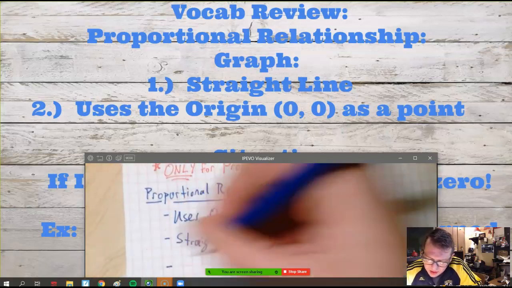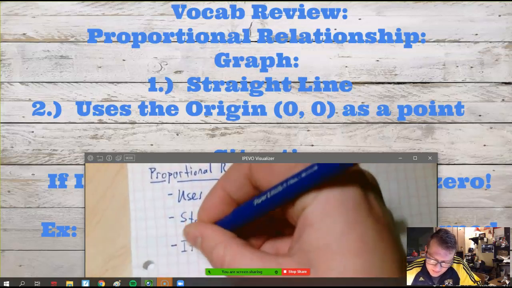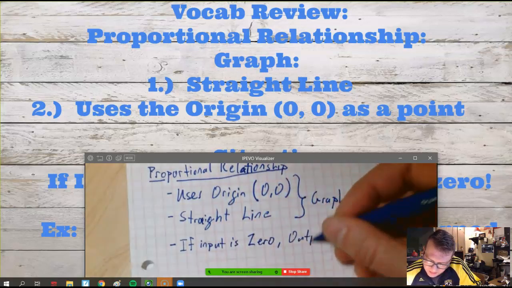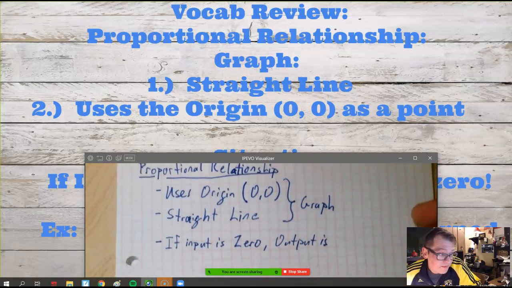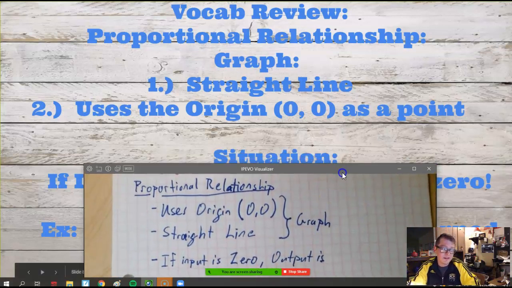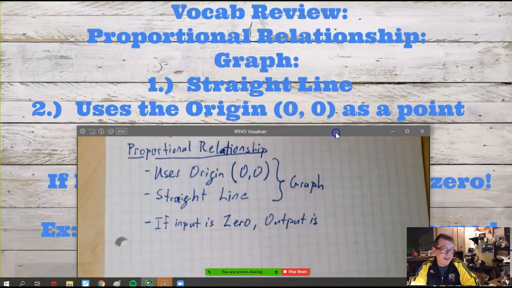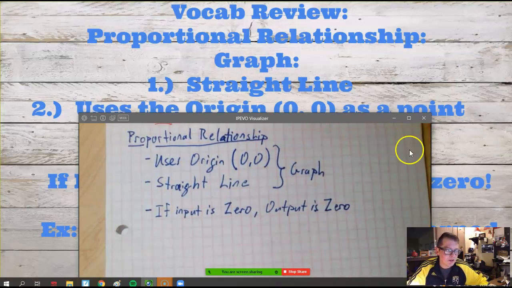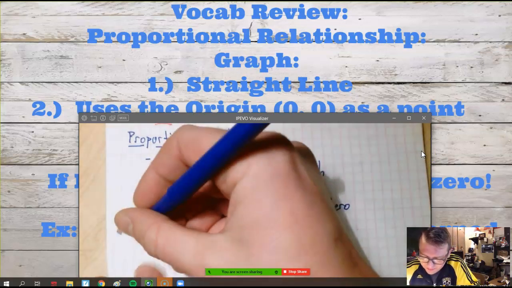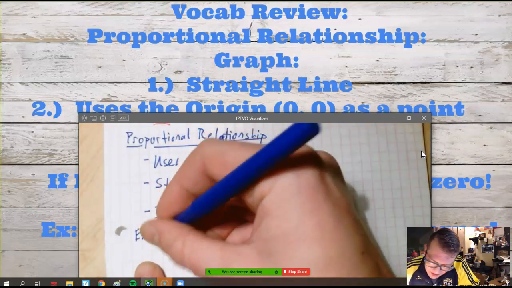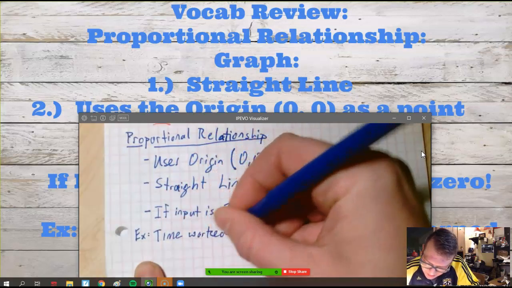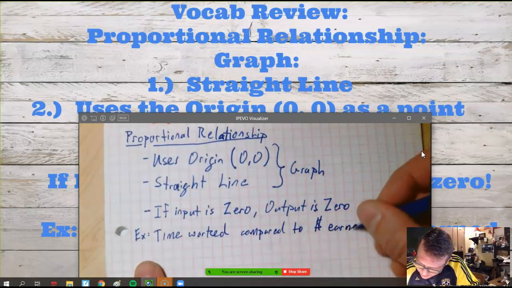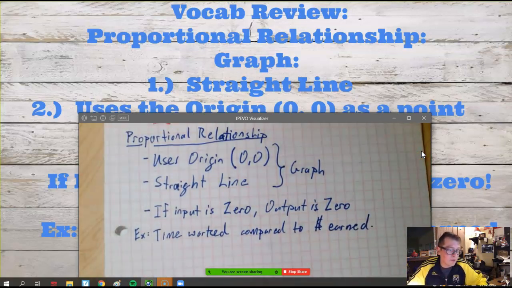Now that's for when we're looking at a graph. So in the situation, if the input is zero, what's the output? Yeah, the output is zero. So, for example, time spent working and money earned. We should go ahead and write that down. So, time worked compared to money earned. Guys, if I don't do any work, I don't get paid any money.